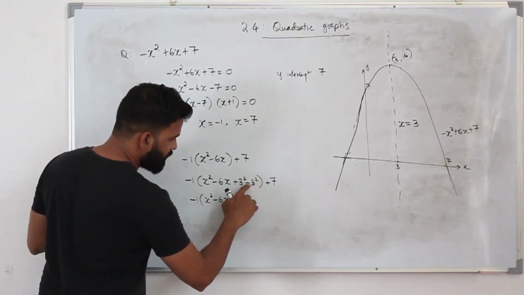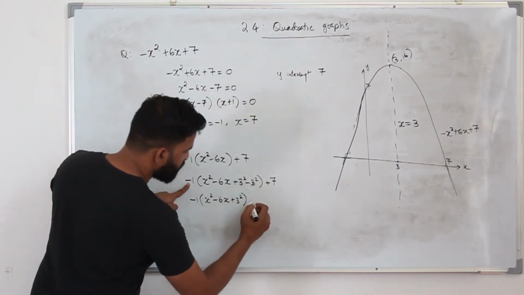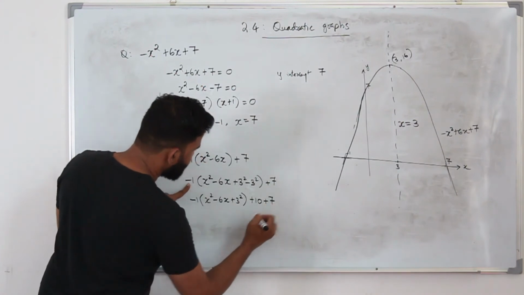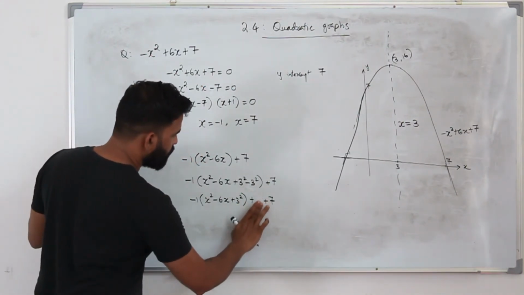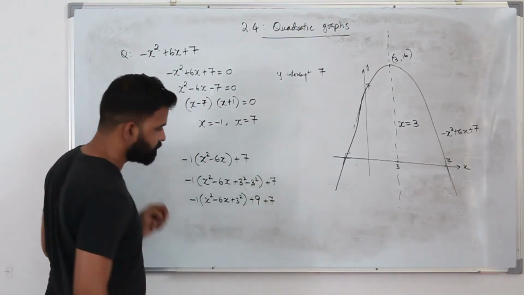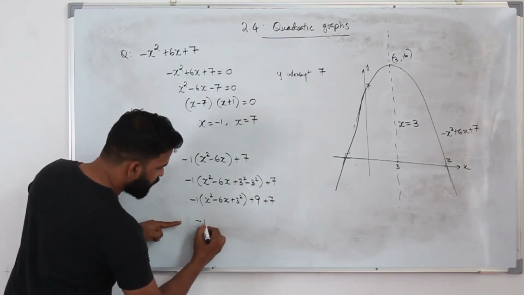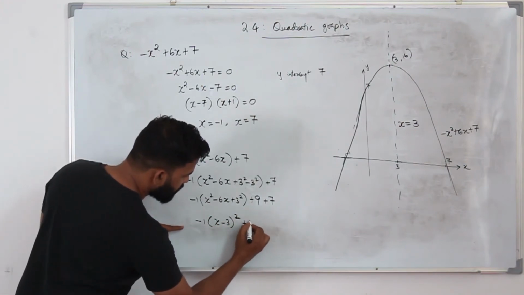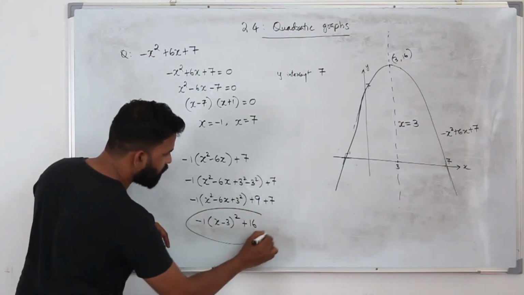Minus 3 square is 9, minus 9, minus into minus plus. So you have plus 7. Sorry, not plus 10. Minus 1 into minus 9 is plus 9. So you can write it as minus 1 into x minus 3 whole square plus 16. You got this form already.